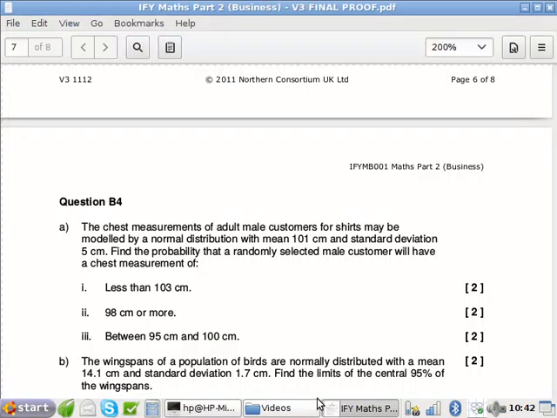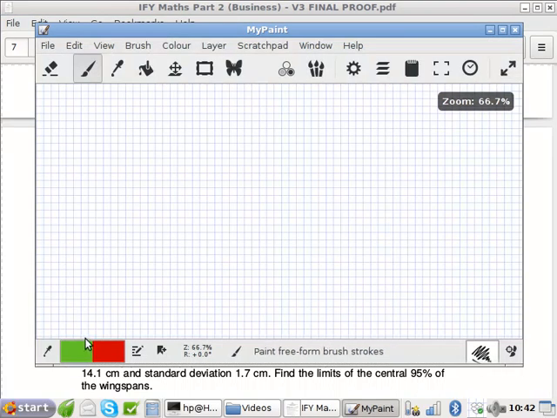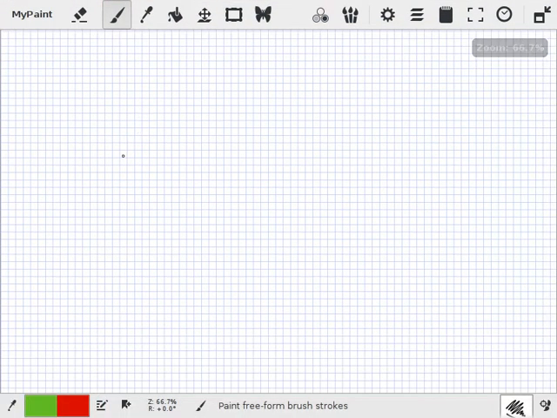Right, so the mean is 101 and the standard deviation is 5. So let's draw that. Mean is 101 and the standard deviation is 5, both in centimeters. Okay, so I'll draw the bell curve.